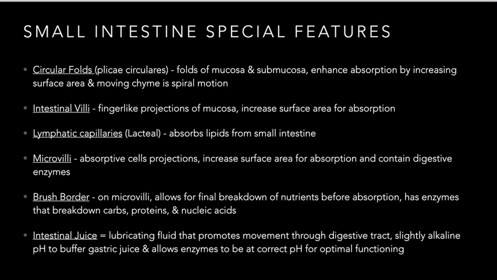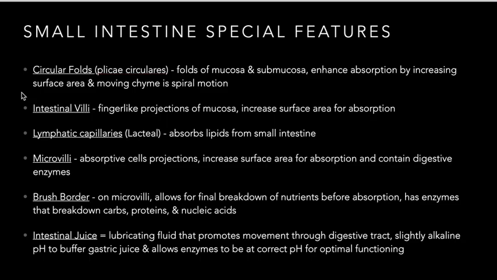So here's a nice summary slide of all of the special features that we find in the small intestine. Most of these we have talked about, but most of them, as you can see, are really all about increasing surface area for absorption. We want to have as much surface area as possible for those molecules to come in contact with and absorb our nutrients. We are going to have these little circular folds called plicae circulares. They're going to be folds in the mucosa and submucosal layers, and again, going to help increase our surface area and help move the chyme in the digestive tract in a spiral motion. So it's kind of hitting all walls of the tube.